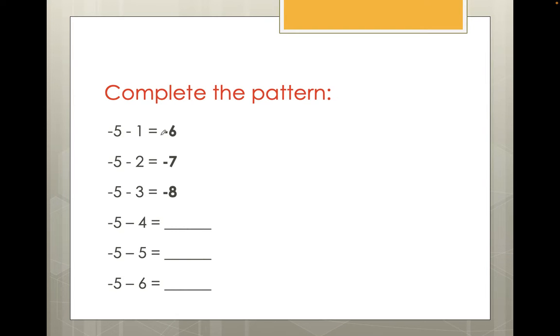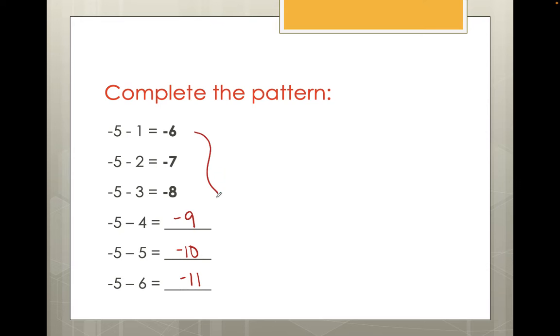Negative 5 minus 1 is negative 6, negative 5 minus 2 is negative 7, and negative 5 minus 3 is negative 8. What would you get for negative 5 minus 4, and negative 5 minus 5, and negative 5 minus 6? If you said negative 9, negative 10, and negative 11, you are correct.